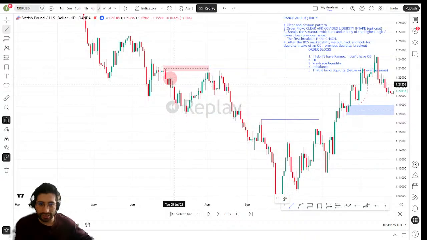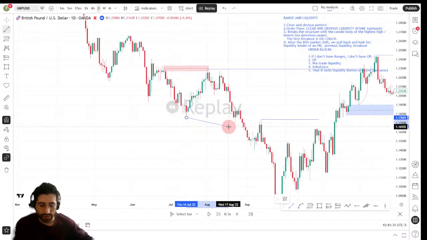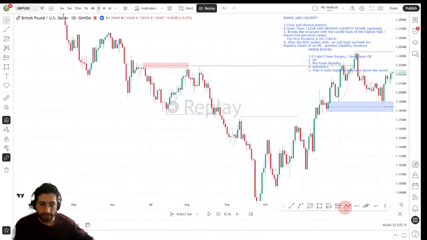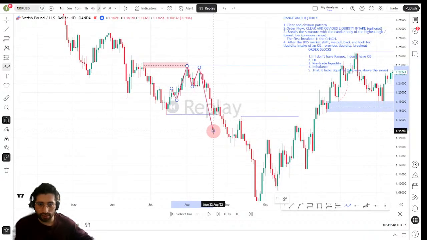So we have a clear and obvious pattern right here, and we also have this breakout structure. So we can determine that this is potentially a good strong high. You see the pattern right here: we have a high, low, boom, it goes down, and then continues. So this is actually a good pattern. Nice, my friends.